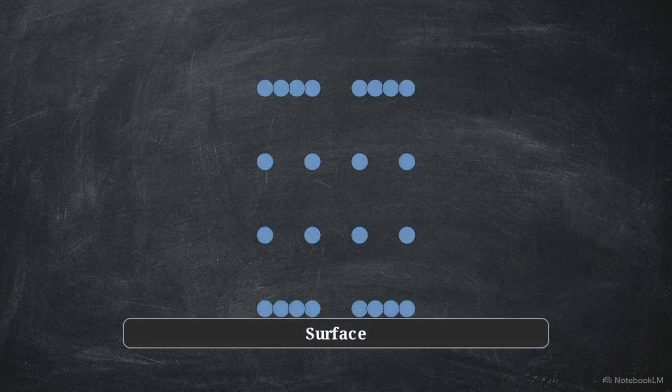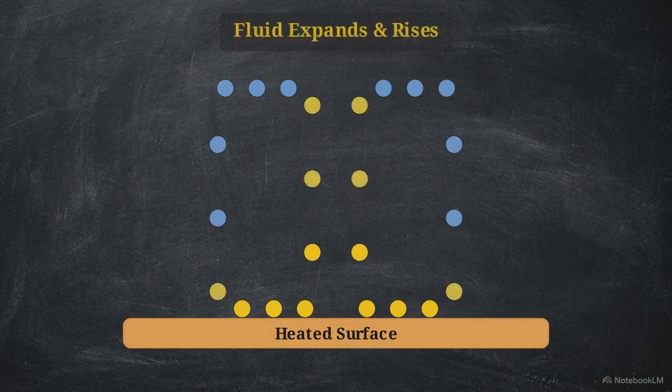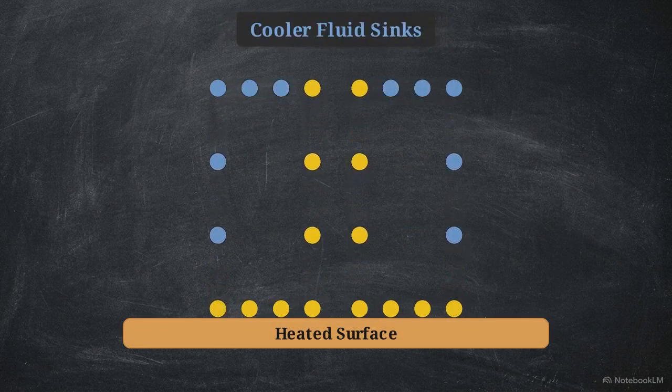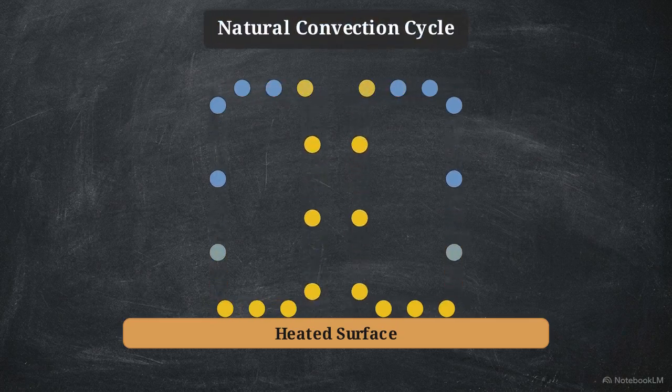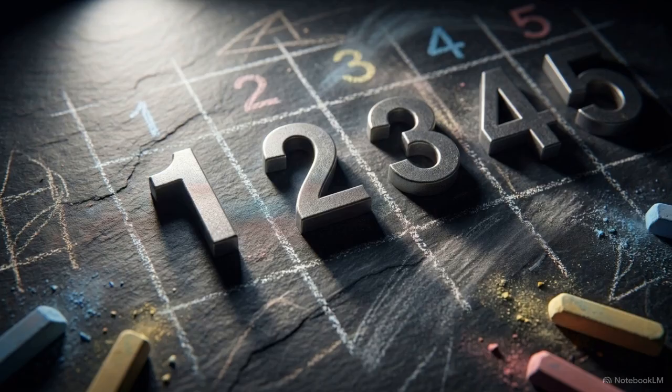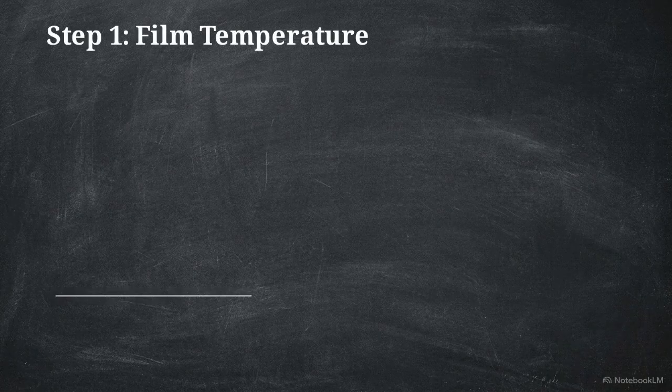Because there is no external fan forcing air over the surface, the value of h relies completely on the fluid's own physical properties and how it naturally moves. Let's walk through the exact steps to lock that number down. Step 1 is finding the film temperature.